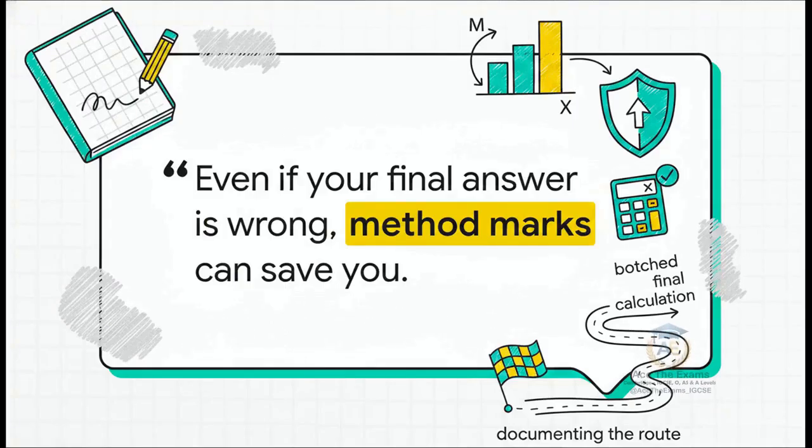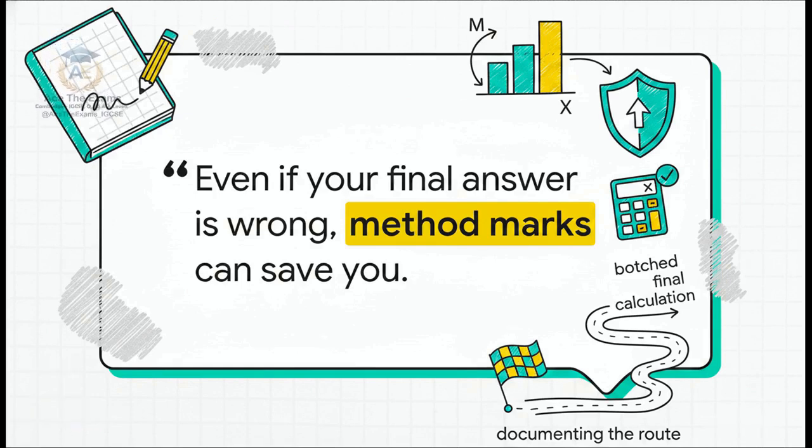I am going to read this crucial alert directly from the principal examiner reports with you because it is literally a cheat code. Quote, "Students lose marks by not showing working. Even if your final answer is wrong, method marks can save you." End quote. Guys, this is your ultimate safety net in the exam. It's your extra life. The examiners actually want to give you points.